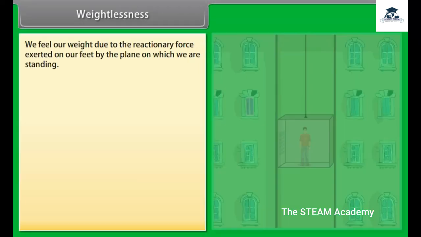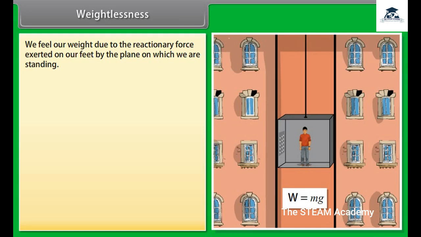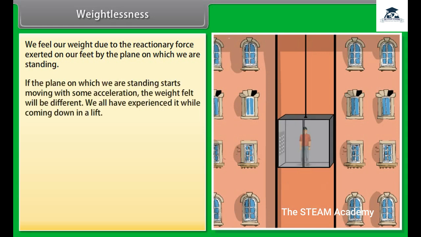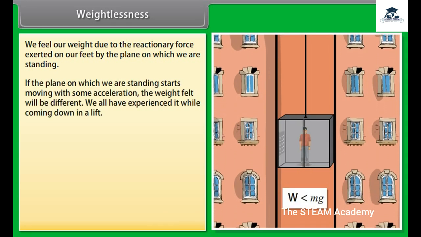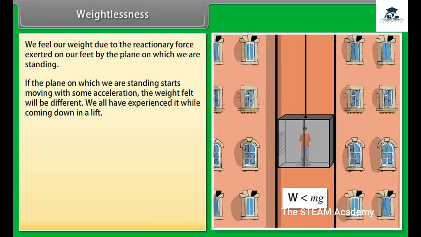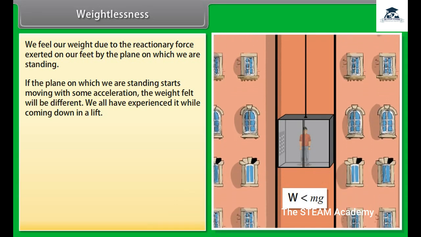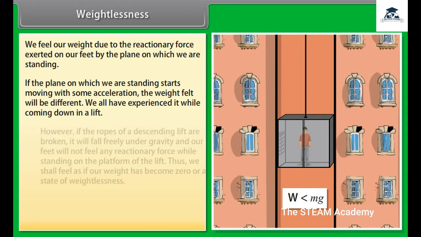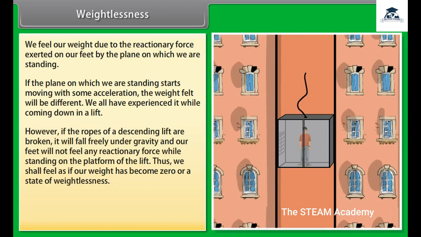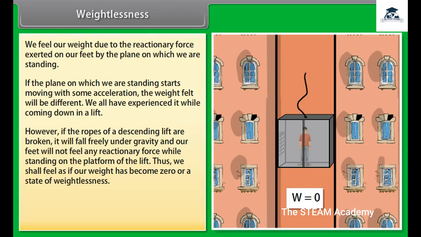Weightlessness. We feel our weight due to the reactionary force exerted on our feet by the plane on which we are standing. If the plane on which we are standing starts moving with some acceleration, the weight felt will be different. We all have experienced it while coming down in a lift. However, if the ropes of a descending lift are broken, it will fall freely under gravity and our feet will not feel any reactionary force while standing on the platform of the lift. Thus, we shall feel as if our weight has become zero, or a state of weightlessness.